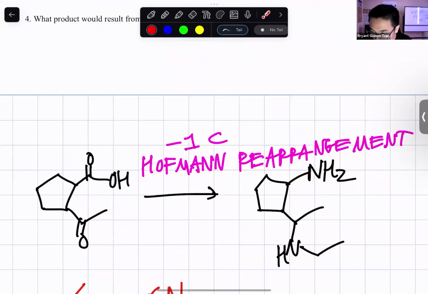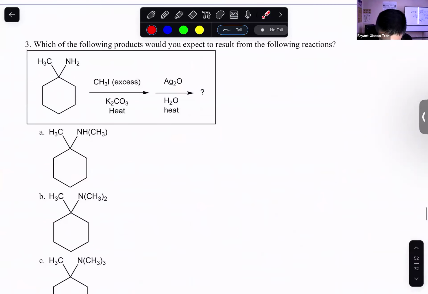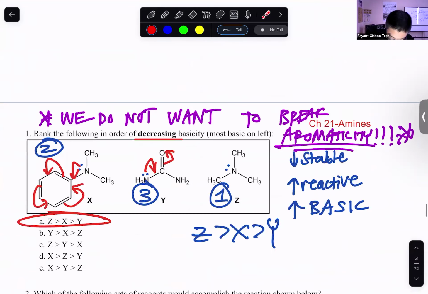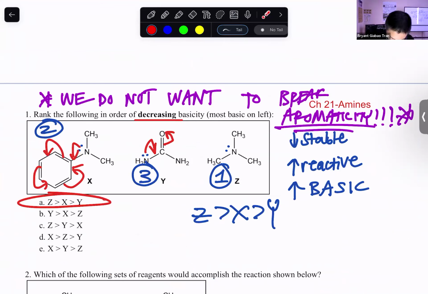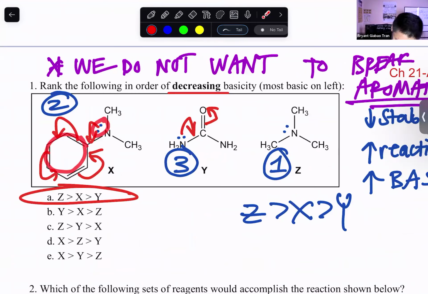So benzene ring doesn't want to break aromaticity. That's why it's not basic. Because the benzene here doesn't want to break aromaticity, the lone pair of electrons here cannot do resonance with the benzene. Think of it like that, right? Like the benzene is saying, no, I don't want to do resonance. So that makes this lone pair of electrons less stable, more reactive. So it's actually making it more basic, more reactive than this one here.